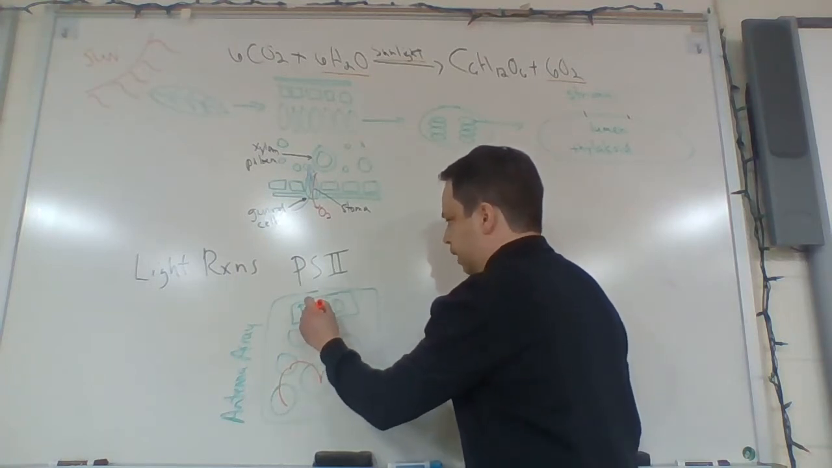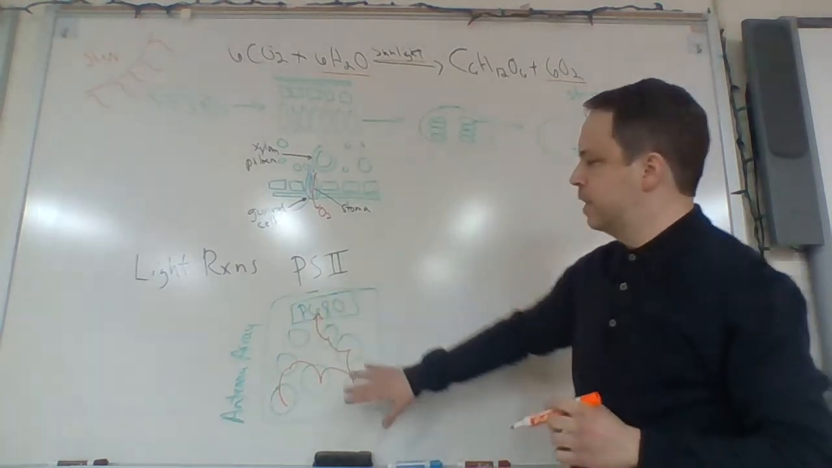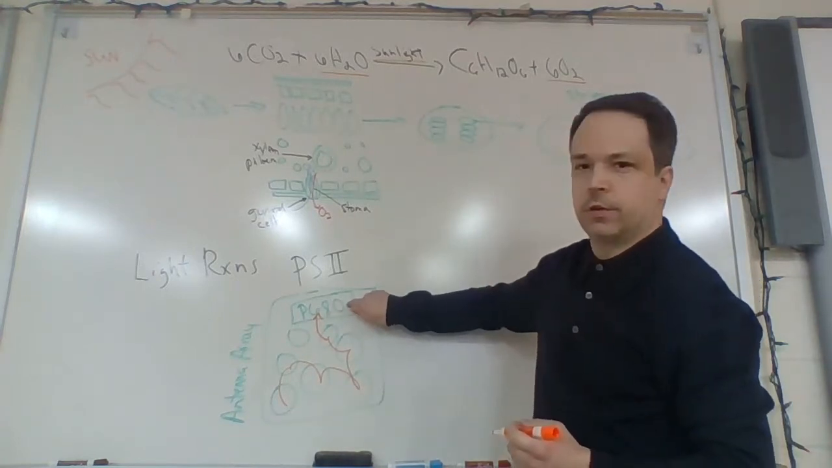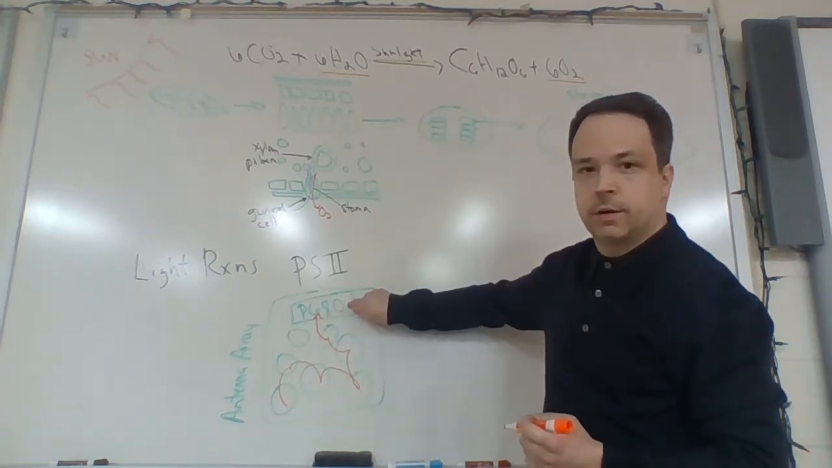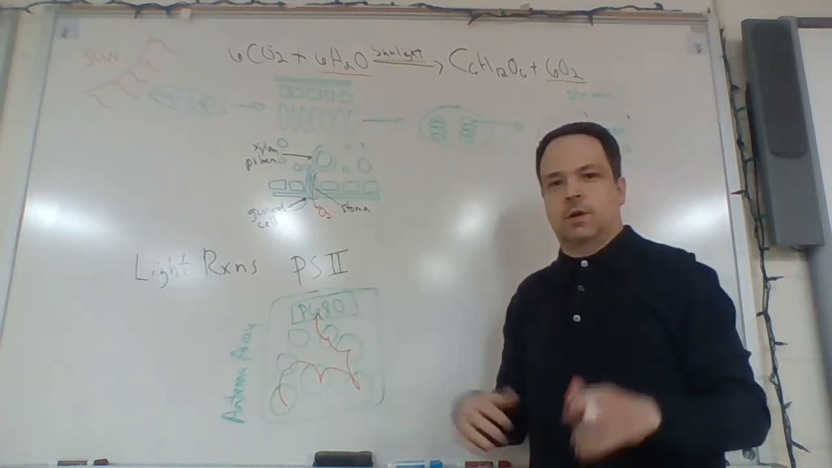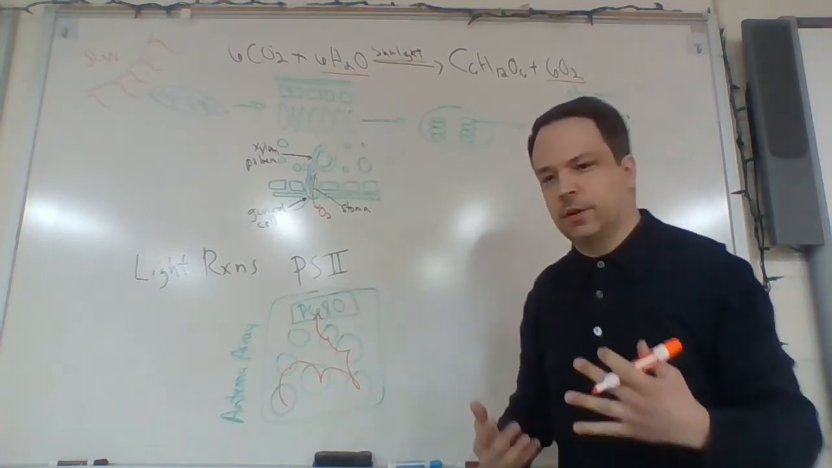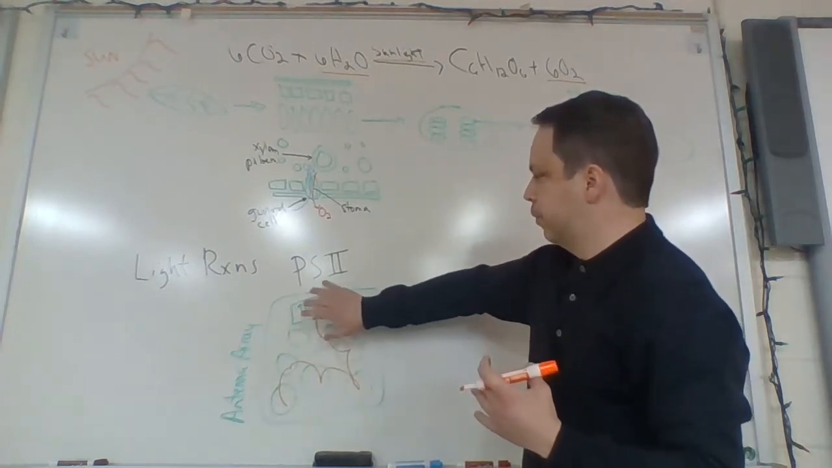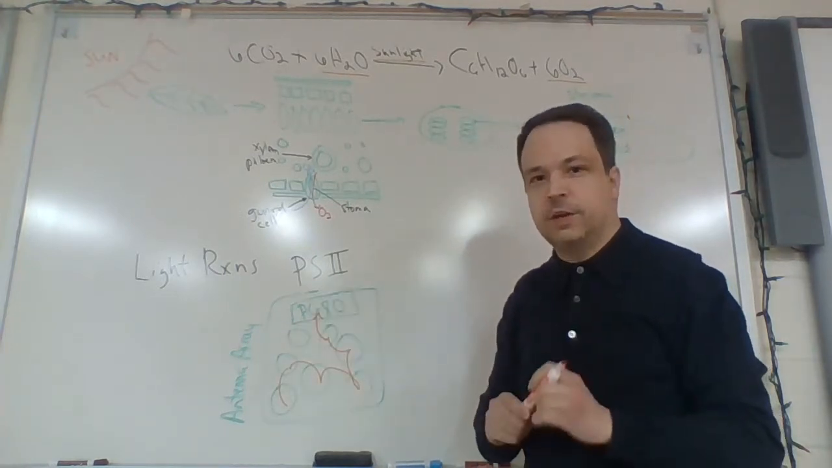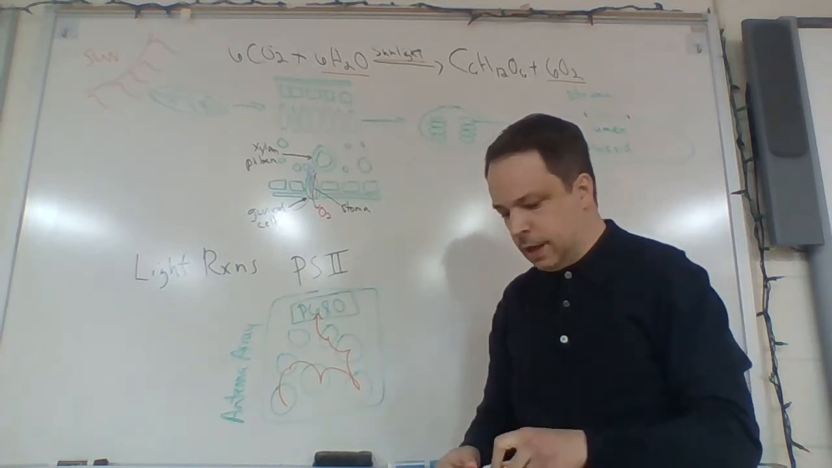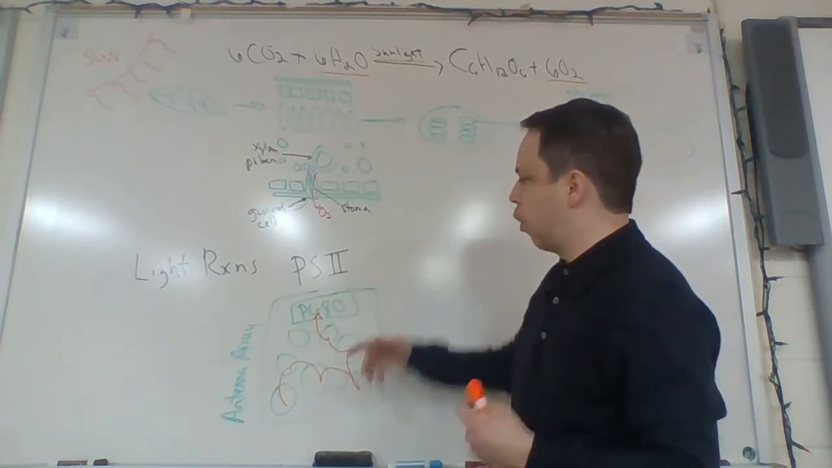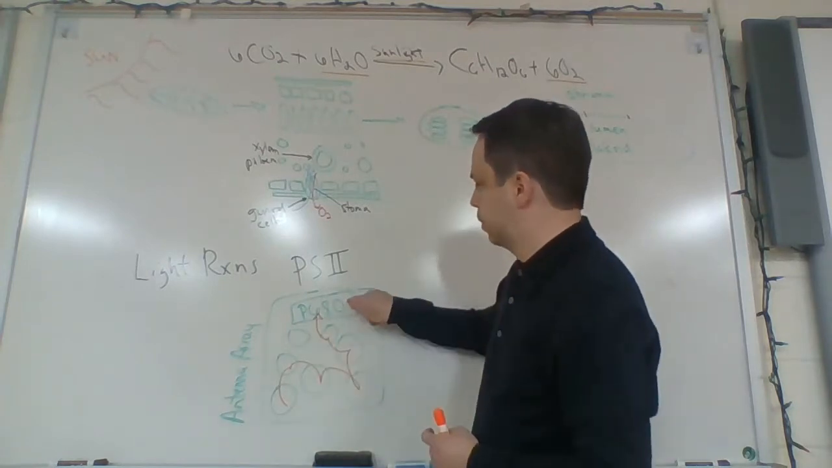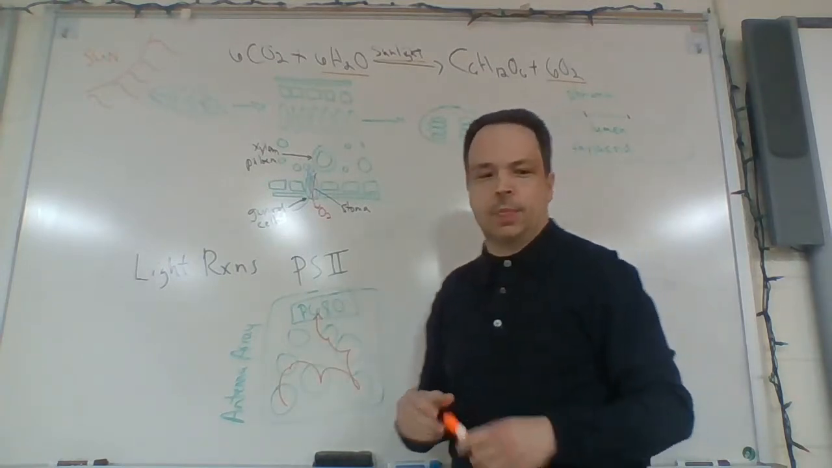And eventually the energy from these photons will reach the reaction center, P680. Photons of light carrying this energy, bouncing around from harvester pigment to harvester pigment, eventually reaching the reaction center, P680. And what's going to happen here is all this energy gets transformed into P680.